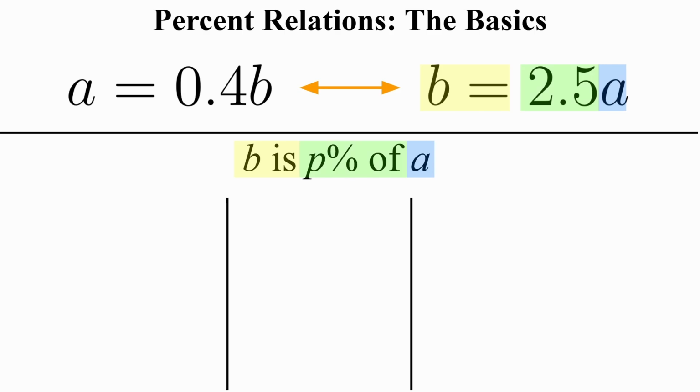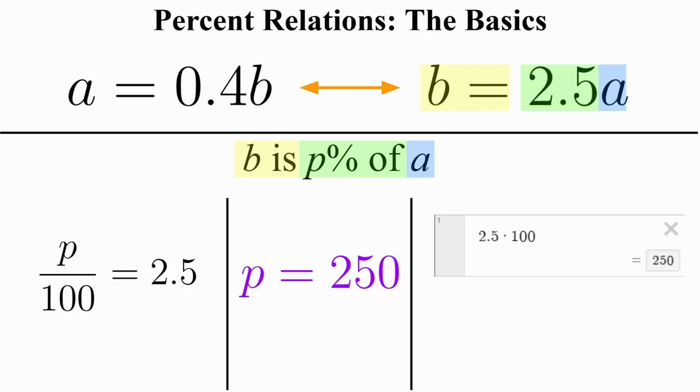And P% of, that's P over 100, equals 2.5. We multiply both sides by 100, and we get 250. You can also just do this on a calculator. Notice how changing the wording slightly changed the answer quite a bit.